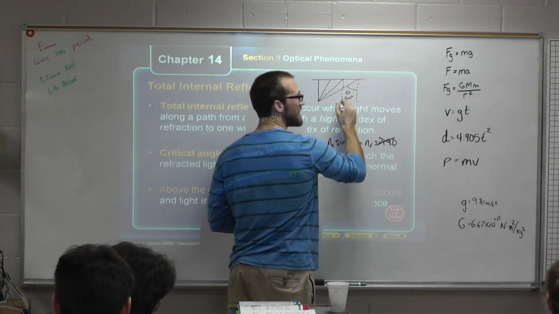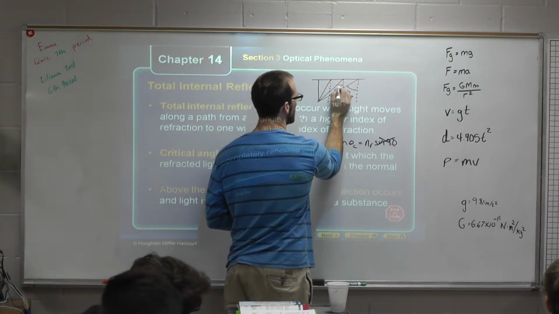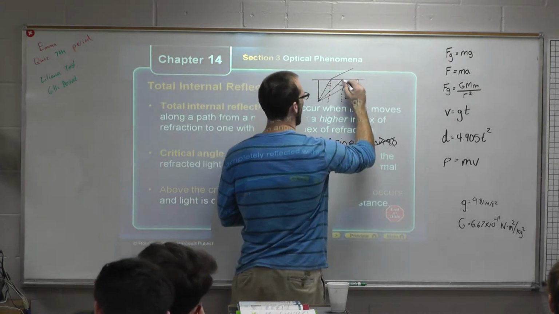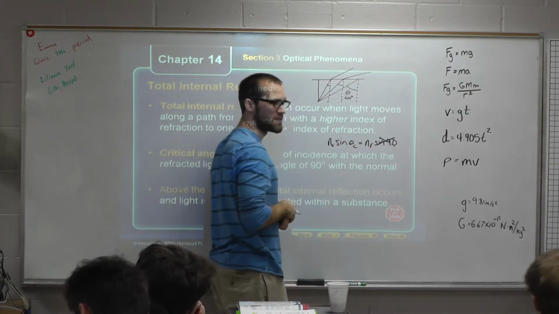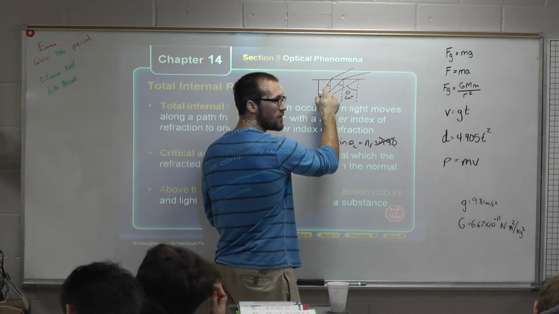Here's the normal for that light. You see how these angles are smaller? Those will refract. Does that make sense? So see how those angles are smaller than 60?